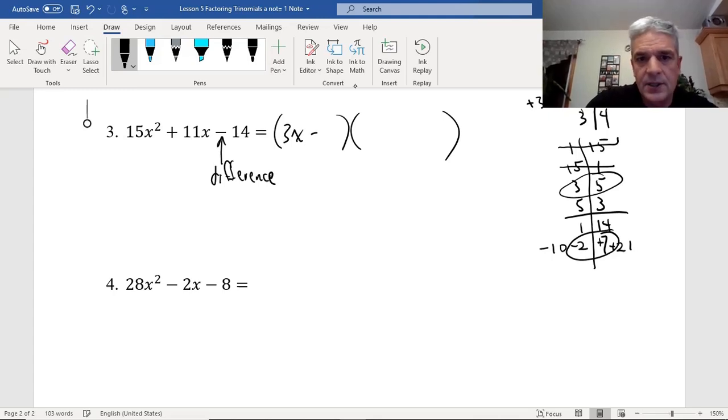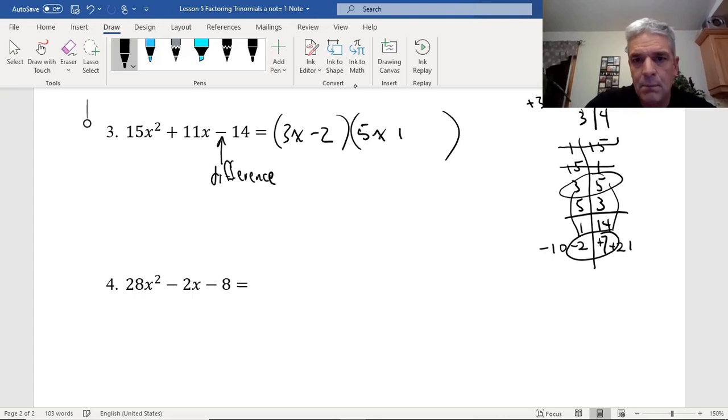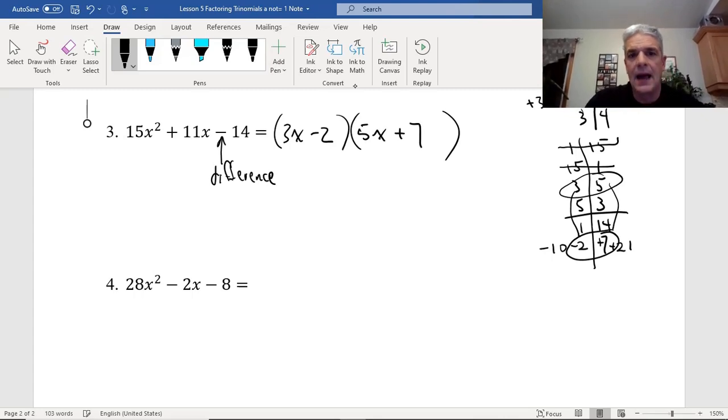So 3x minus 2. So I got those two as a pair for one bracket, and these two will be the pair for the other bracket. 5x plus 7. And I have my answer. I'm all done in one step. I don't have to do the factoring by grouping, breaking it apart, doing all that stuff. I don't know. I find this a pretty easy way to do it, okay?